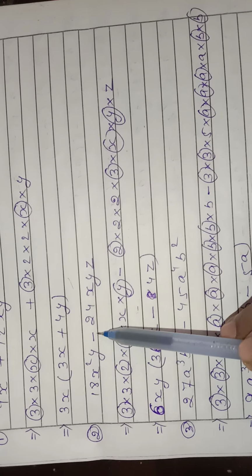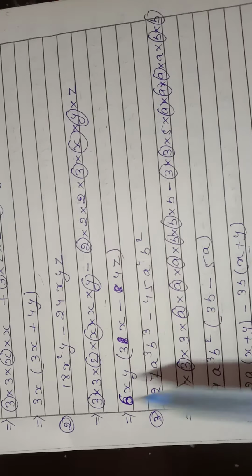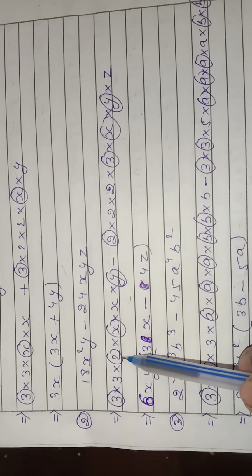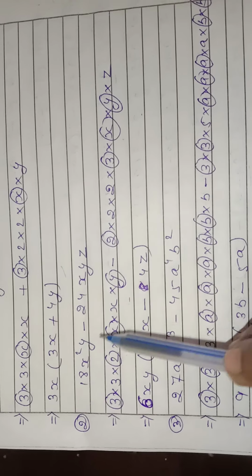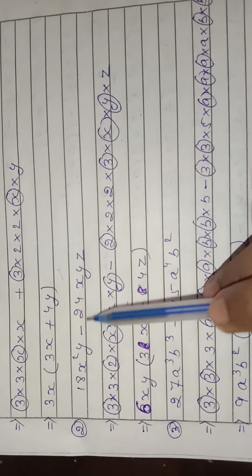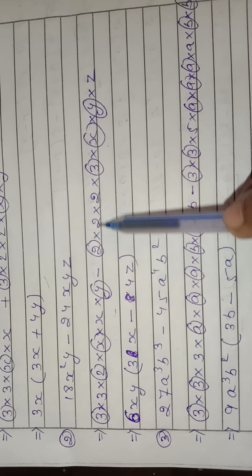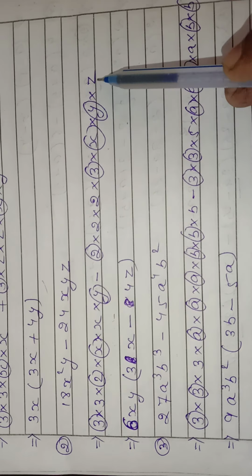Same way, 18x square y minus 24xyz. How to factorize it? This 18 we can break. 3 3 is a 9, 9 2 is a 18. X square means x into x. Y means y. Minus 24: 2 2 is a 4, 4 2 is a 8, 8 3 is a 24. X into y into z.